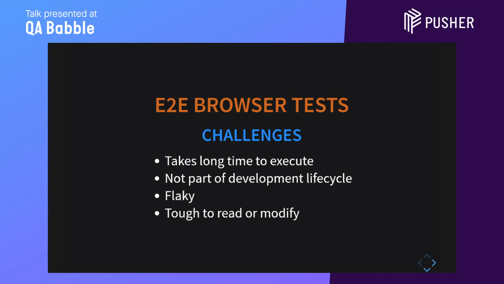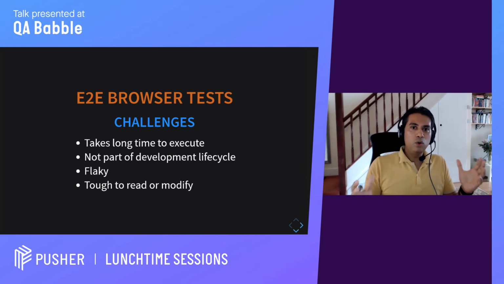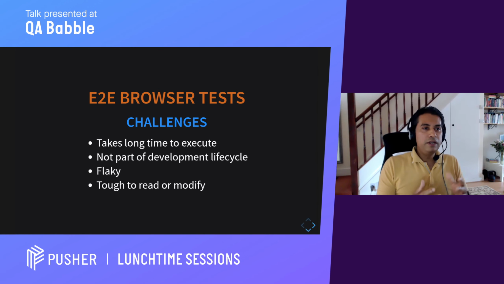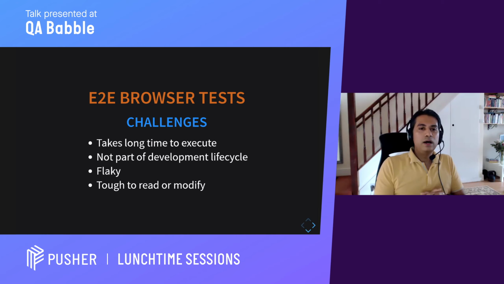Now, what are the challenges with end-to-end browser tests at the moment? Currently, they take a lot of time to execute because you have a whole user journey spanning multiple pages with different elements. Plus, it's not part of the development cycle because of all the focus on unit tests and API testing. End-to-end browser tests are generally not the focus. And they're flaky because the elements on the page can fluctuate and keep changing with development. And also, it's tough to read or modify because you will have to do automation using some programming language, say Java or C# or Ruby or whatever tool you want to use.